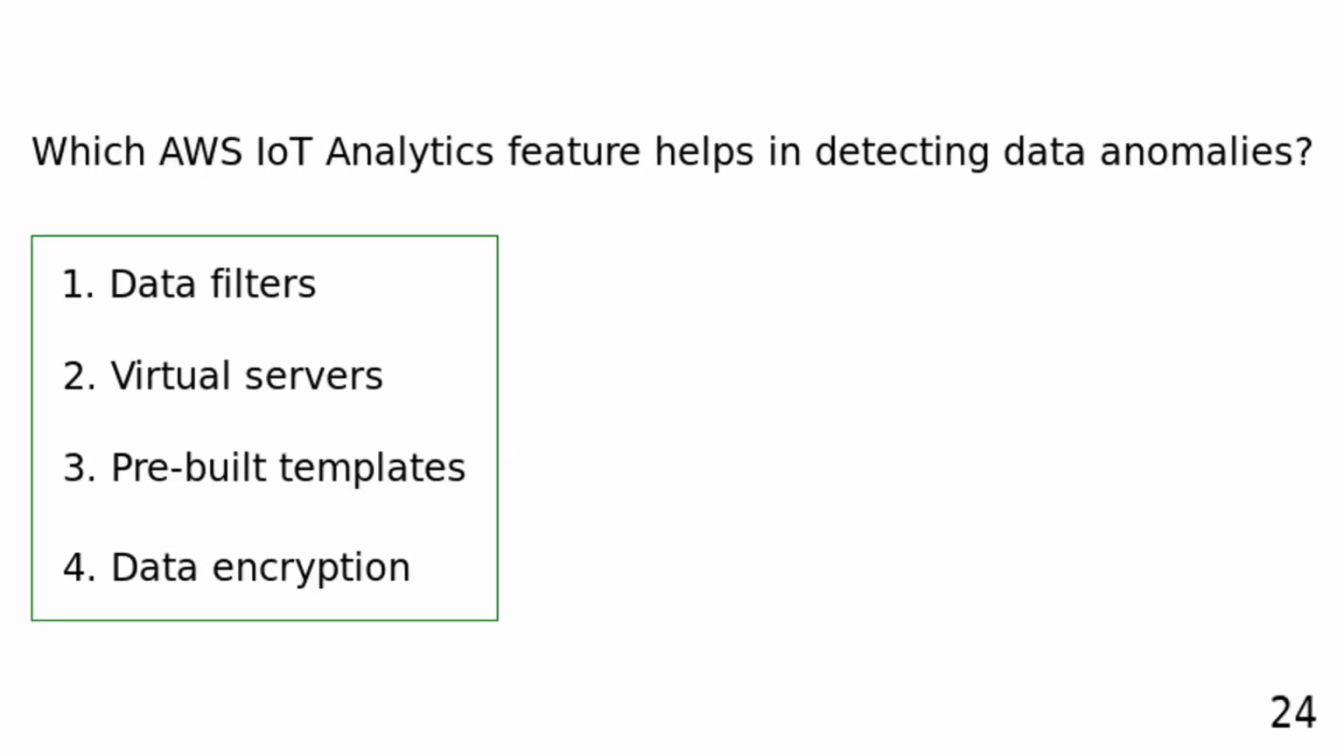Which AWS IoT Analytics feature helps in detecting data anomalies? Data filters. Virtual servers. Pre-built templates. Data encryption.